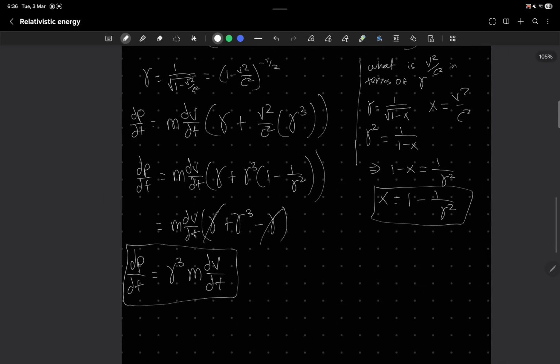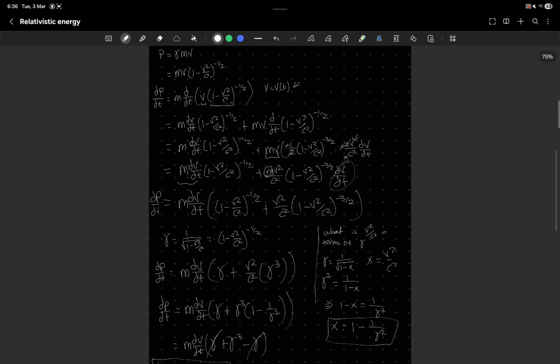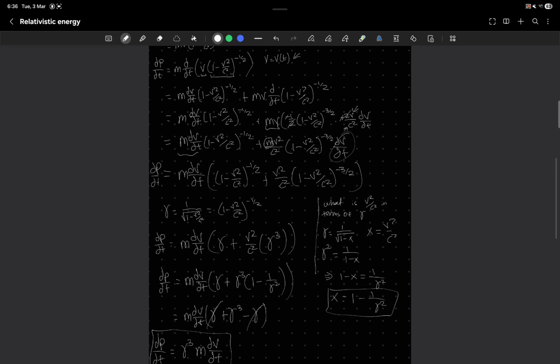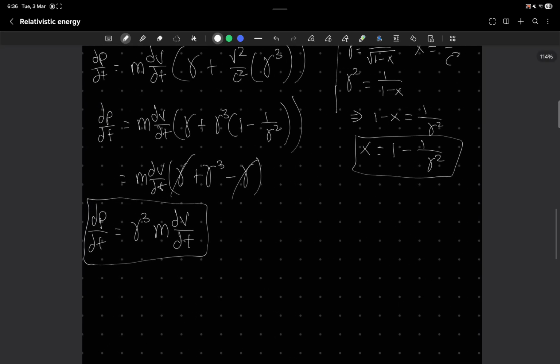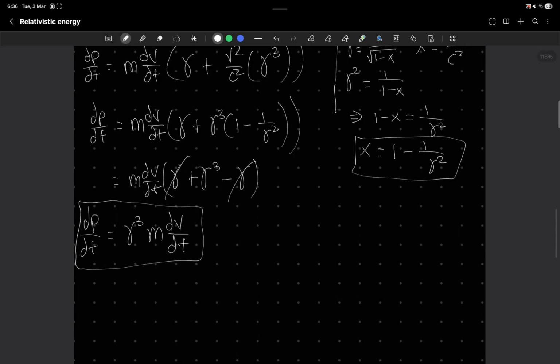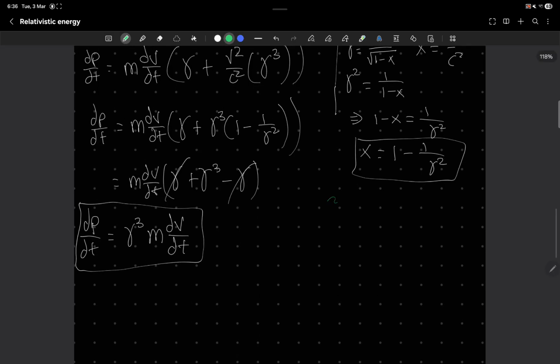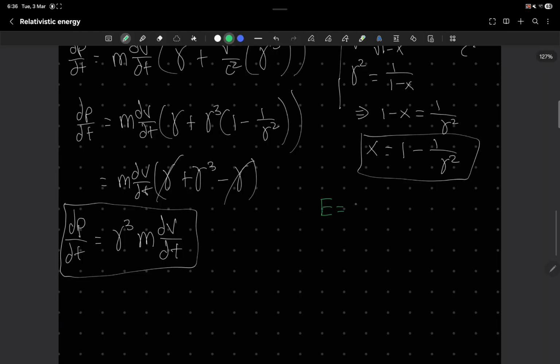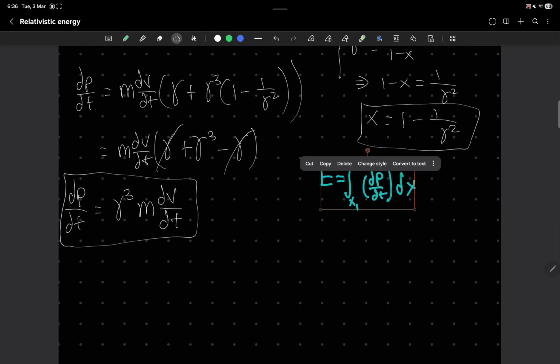So for the next part, now we've found dp by dt, we're mostly set because I don't think there's much else we have to find other than probably do some basic integration, because if you recall from earlier, energy is equal to the integral from your starting to your final of dp by dt dx. So I'm just going to bring this over to the left side real quick.